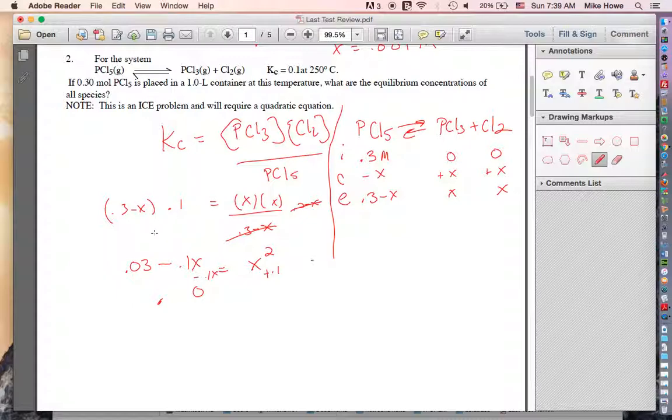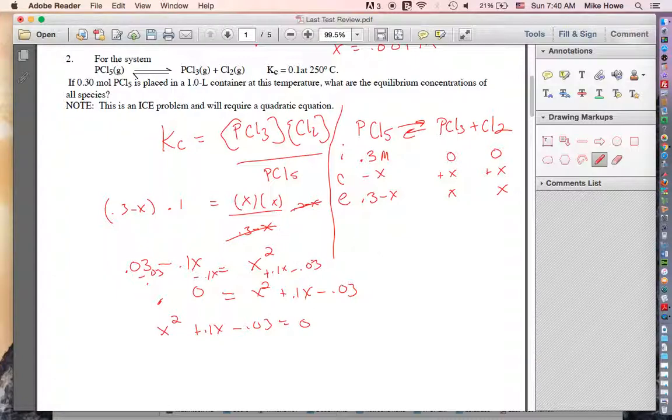All right, there we go. And I'm going to take away 0.03, so minus 0.03. So I end up with 0 equals x squared, there's supposed to be an x there, plus 0.1x minus 0.03. Or I like to write it like this, x squared plus 0.1x minus 0.03 equals 0. So now you have your basic quadratic form.